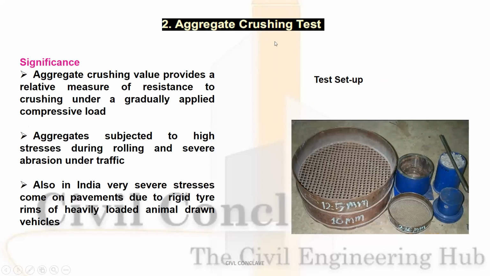Aggregate crushing strength. Aggregate crushing strength provides a relative measure of resistance. This means at what pressure the aggregate gets crushed. That is known as aggregate crushing strength. Aggregate is subjected to high stresses during rolling and severe abrasion under traffic. Also in India, very severe stresses come on pavements due to rigid type rims or heavily loaded animal drawn vehicles.